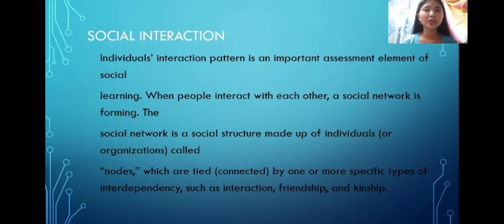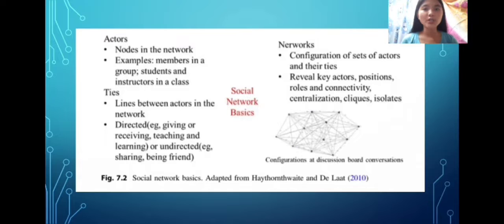The social network is a social structure made up of individuals or organizations called nodes, which are tied or connected by one or more specific types of interdependency, such as interaction, friendship, and kinship. As shown in Figure 7.2, the social network basics, there are actors, the nodes in the network, for example, members in a group, students and instructors in a class.